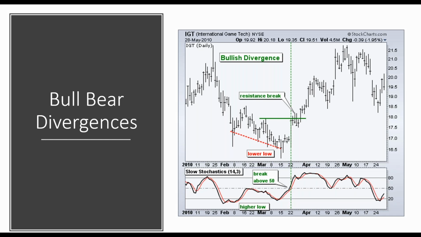So here we can see we have price making lower lows while the actual indicator is making higher lows. So it's moving in the opposite direction, and it also broke above 50 while the price was in a downtrend.